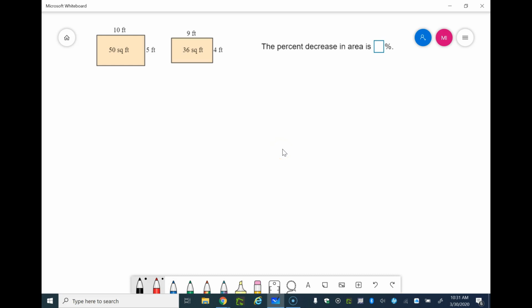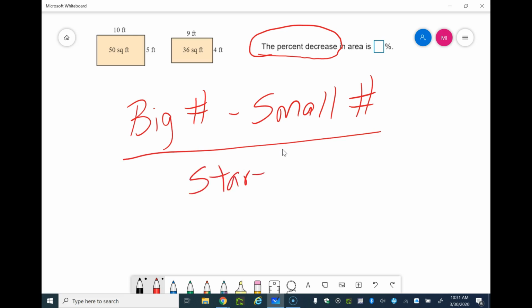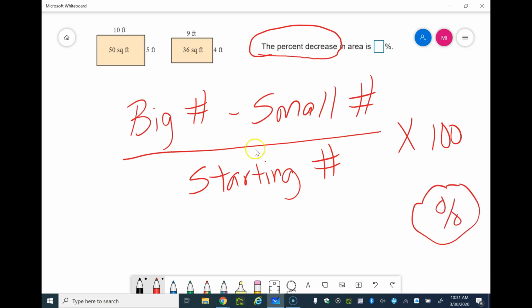In section 30, DMA 30, we talked about percent decrease. So all I'm going to do is just remind you in this particular one what the formula was. It's the big number minus the small number, and we're going to divide it by the original or the starting number. And then you take this answer and multiply it by 100 to change it to a percent. And that's going to be our answer for this one.